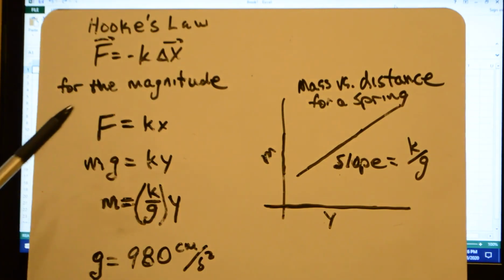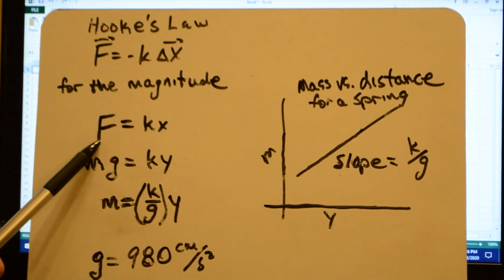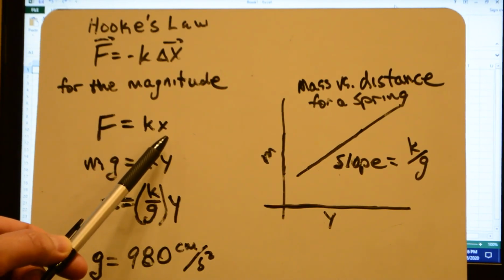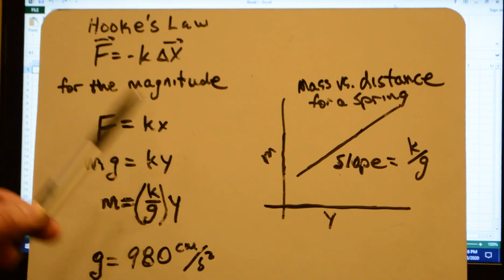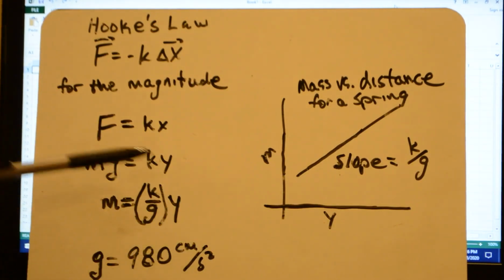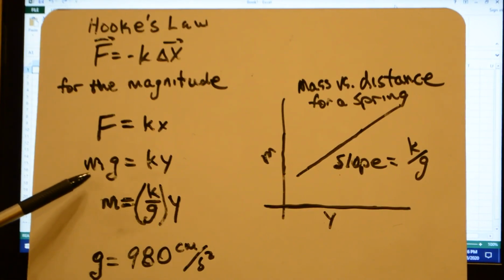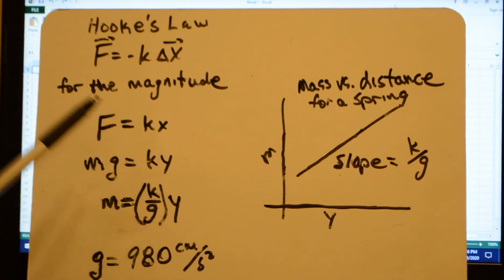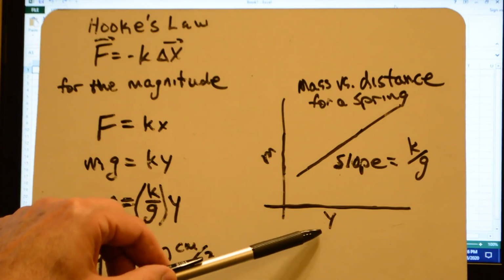Okay, so if we're just looking at the magnitude, we can just write F equals kx, where x is the distance the spring is stretched or compressed. Okay, so what we're doing, we're hanging weights from the spring and measuring how far it stretches. So our force is the weight, mg, that's going to be ky for vertical displacement. But we're going to plot mass versus displacement.